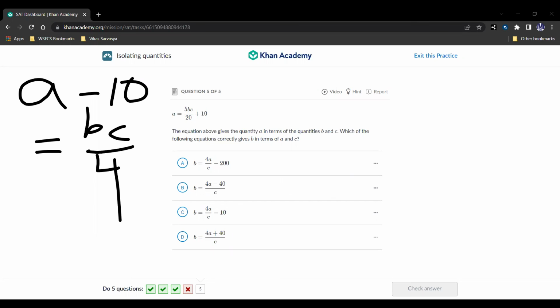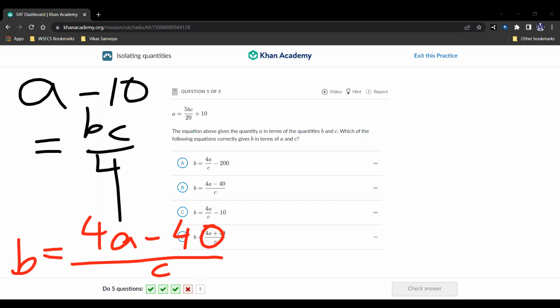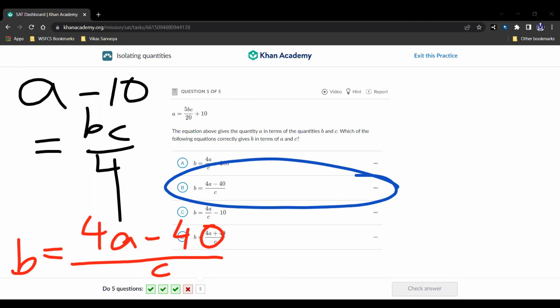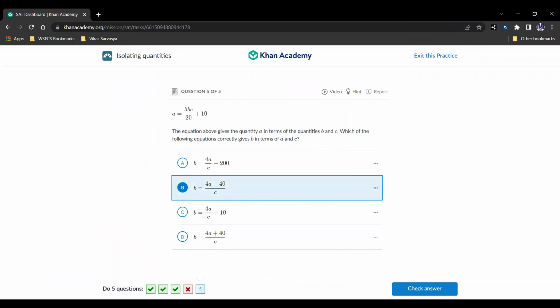We can multiply by 4 on both sides, and we can divide by c on both sides to get that b equals (4a minus 40) over c. Looking at our answer choices, that is choice B. So we can click that. Before we do, remembering what happened last problem, let's check our answer. Let's see if everything we did actually makes sense.